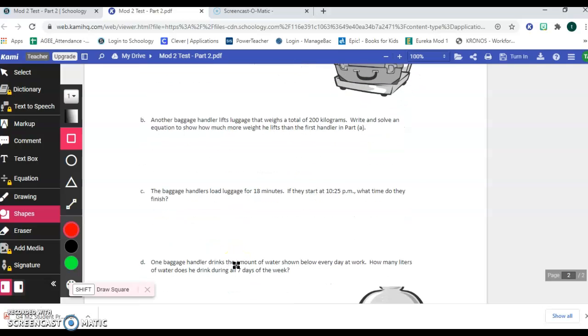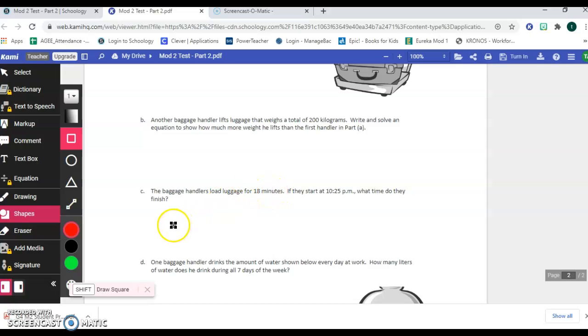And then in C, it says the baggage handlers load luggage for 18 minutes. So this is a time problem. If they start at 10:25 p.m., what time do they finish? So their start time is 10:25. It gives you the duration. Your job is to find the end time.